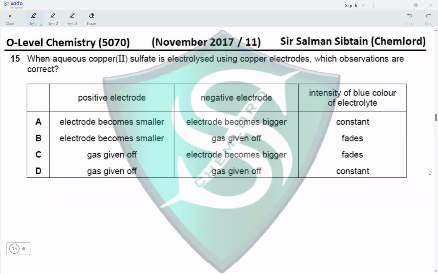Question 15. When aqueous copper(II) sulfate is electrolyzed using copper electrodes, which observations are correct? So, if you are using copper electrodes, that means the copper anode would get oxidized and the copper cathode would have an increase in mass because copper ions would reduce to form copper metal and deposit on the cathode. So, the positive electrode is the anode, the negative electrode is the cathode, and the anode would become smaller.